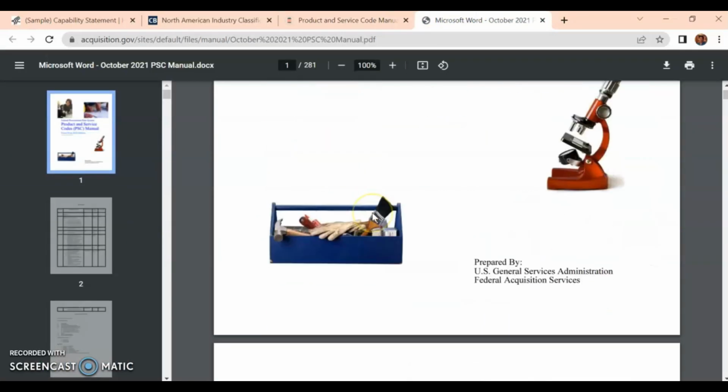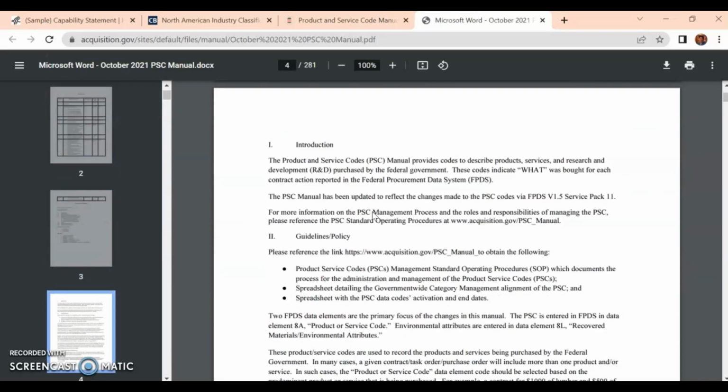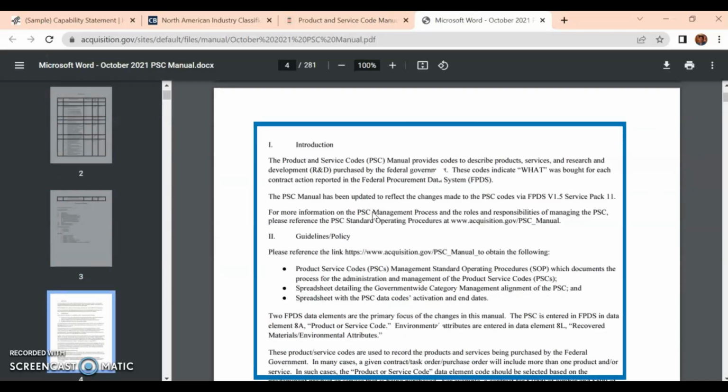And basically the product service code. Let me just show you where it's at, because you need to know about these things when you're dealing with the government. My goal is to show you where to find all these things, so you don't have to wonder what a product service code is. You know exactly what it is.